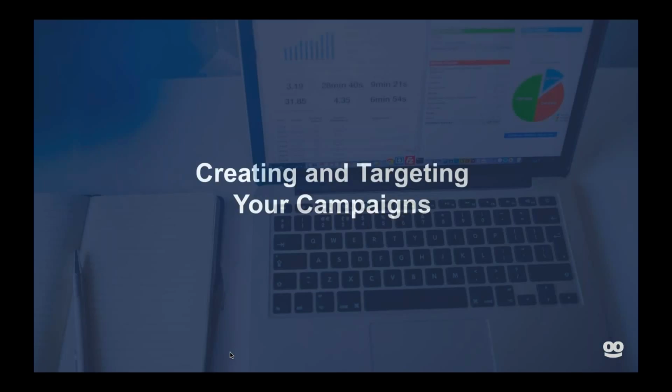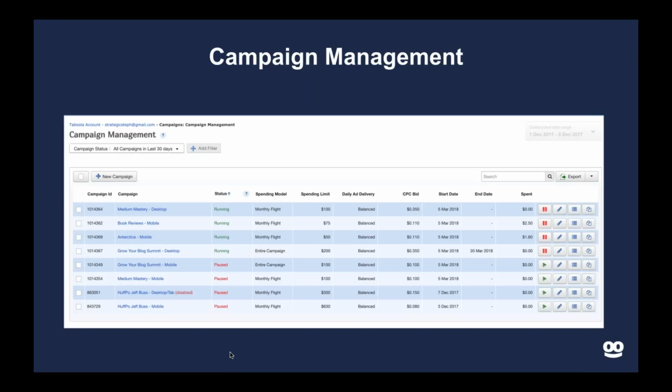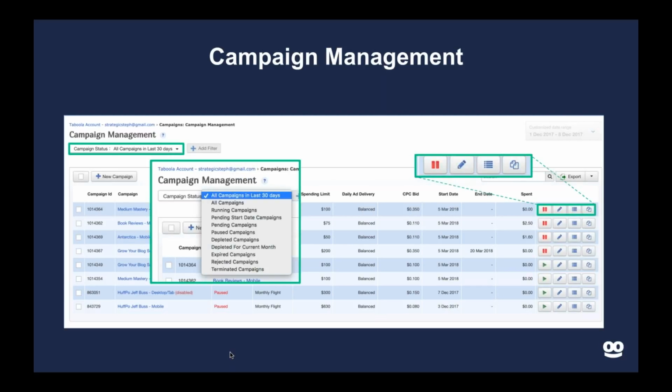Once you have the pixels set up and implemented here so that we can effectively track your activity, we now want to go ahead and start creating and targeting your campaigns. When you click on the campaign management button on the left-hand side of your dashboard, you will get to a page that looks like this. It will have all of your campaigns in a row with a series of buttons available for you to manipulate or understand the data. Looking first in the top left, we have a drop-down so you can filter or organize what you are looking at.